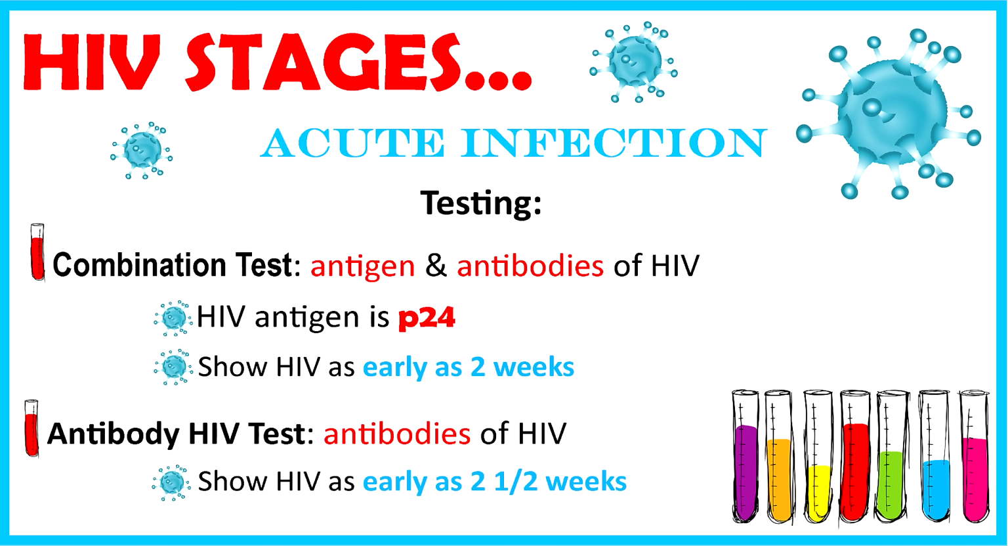One test is the combination test, and this tests for the antigen and antibodies of HIV. The HIV antigen is P24, and it can show HIV as early as 2 weeks. Another type of test is the antibody HIV test, and this detects antibodies of HIV, and some types of these tests can give rapid results, and a person can self-test with these. Now, it doesn't detect as early as the test above, the combination test.